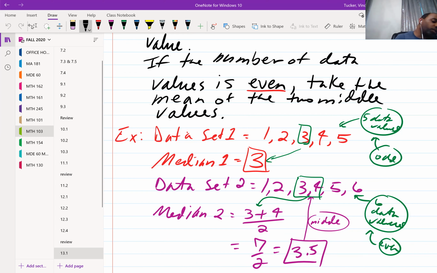All right, questions on that? Make sure we're okay. If you have an odd number of data values, no calculation, just choose the middle value. If you have an even number of data values, you take the two middle values, add them together, and divide by 2. That would be your median.